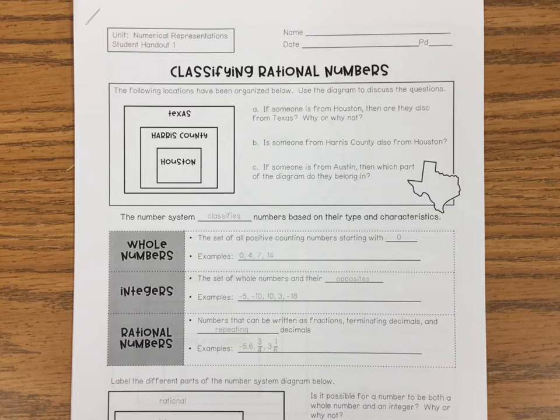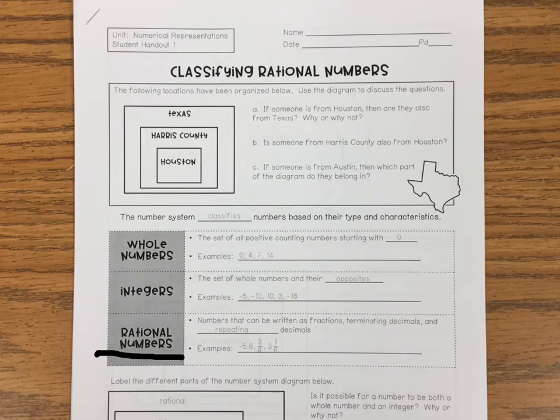Next, we're going to be looking at rational numbers. Numbers that can be written as fractions, terminating decimals, and repeating decimals. So they gave us some examples: -5 6/10, 3/4, and the last one is 3 1/6. Those are all examples of rational numbers. So rational numbers are going to include a lot of different numbers. You're going to see lots of different examples of those with the fractions and the decimals.